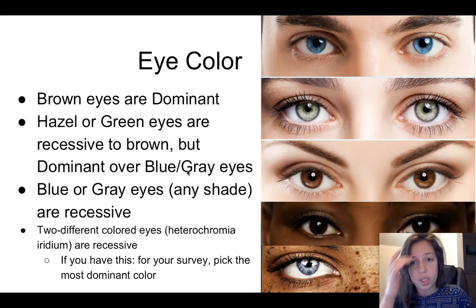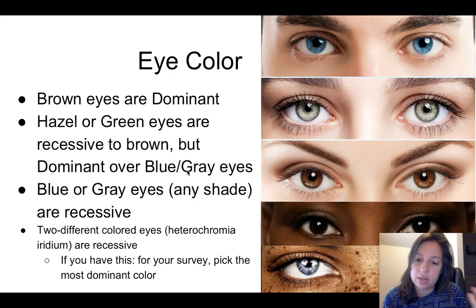Eye color. If you have brown eyes, that's the dominant trait, any shade of brown. Hazel or green eyes are recessive to brown, but dominant over blue and gray. And then blue and gray eyes of any shade are recessive. Eye color is controlled by multiple genes. It's not just a single gene that gives you your eye color. But for this activity, we're going to simplify it a little bit.